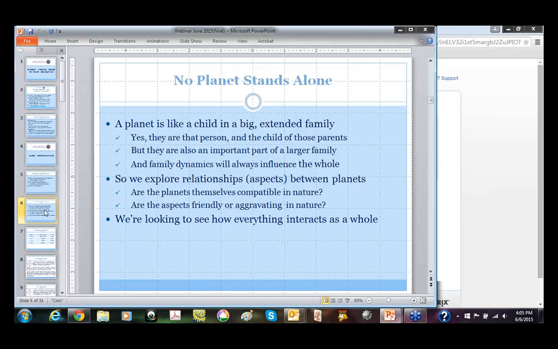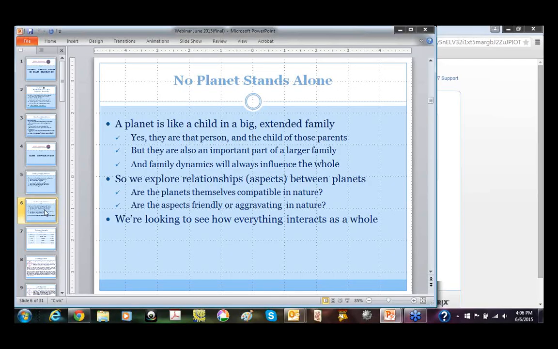The bottom line is no planet actually stands alone within our chart. So looking at a solitary planet is like taking a child who comes from this big, large family and looking at them in isolation. Yes, they are that little child, and yes, they are the child of those parents, but they're also an important part of this larger family. Are they the younger child, the older child, the middle child? How many cousins do they have? All kinds of family dynamics are going to influence what else is going on. And that's what I encourage you to do: look at the planets in your chart as parts of the big family.